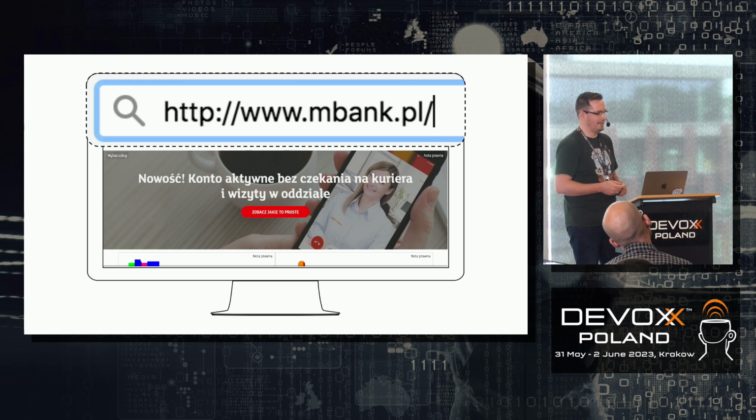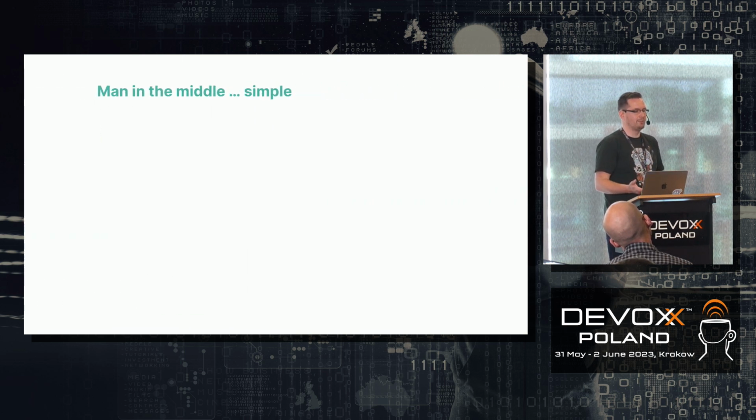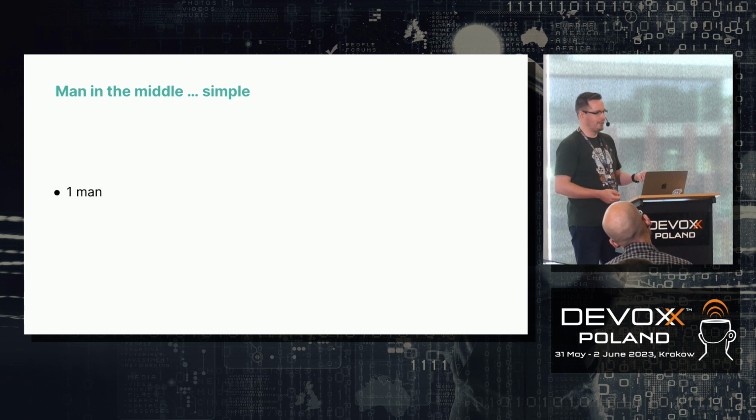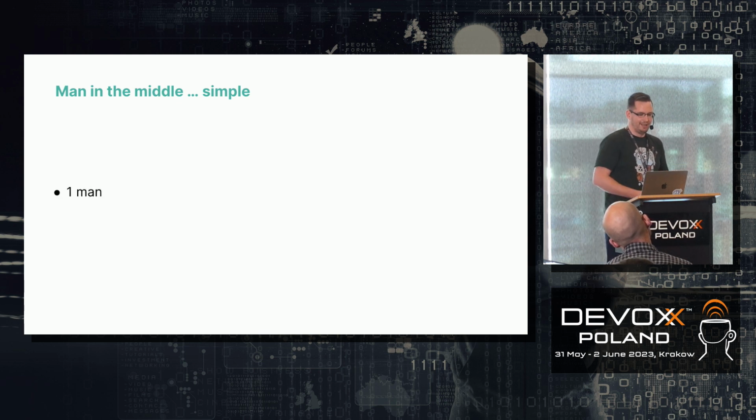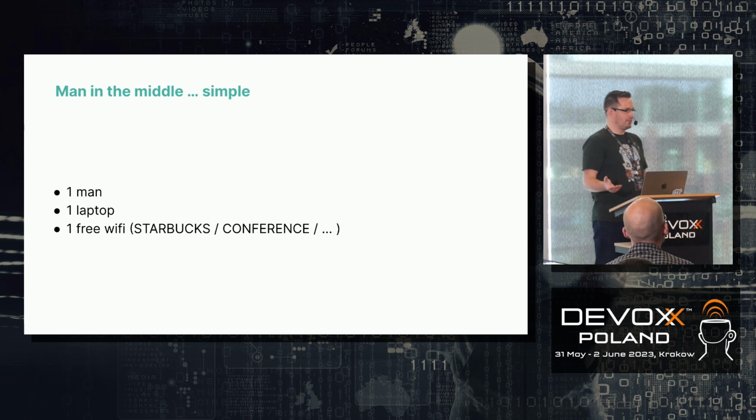Exactly. We are missing the S. It's HTTP, not HTTPS. So actually in here, it could be a man-in-the-middle attack. So let's think about this idea. With a man-in-the-middle attack, what we need to actually make it happen is, first of all, we need one man, because it's man in the middle. Then it's at least one laptop, and we need some free Wi-Fi, Starbucks, conference.